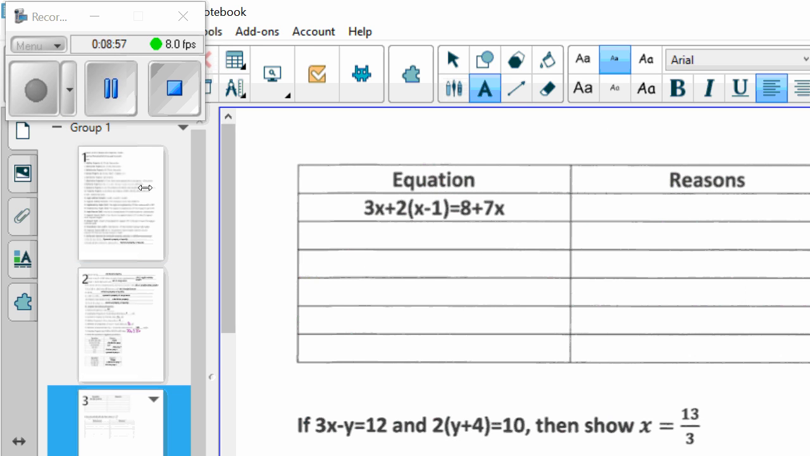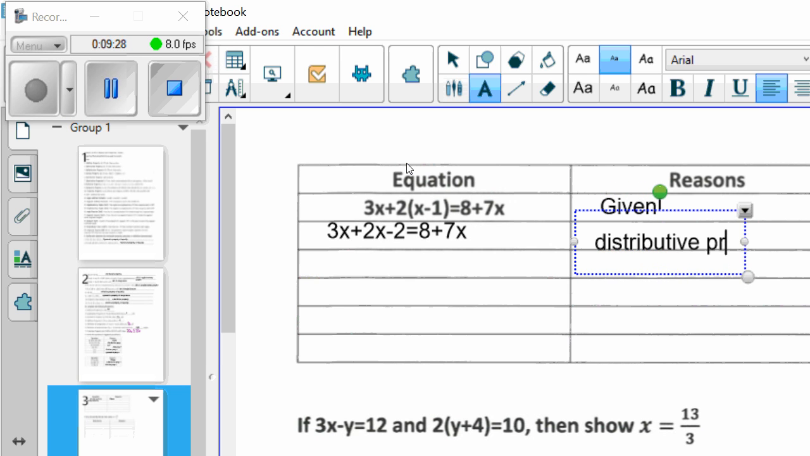Okay. So here, we want to go ahead and fill everything in. So now here they give me the very first one. So this is given. So I need to come over here and work the problem out. The first thing I see is I have parentheses, so I have to distribute. So I would end up with 3x plus 2x minus 2 equals 8 plus 7x. And what did we do? We distributed. So this is the distributive property.